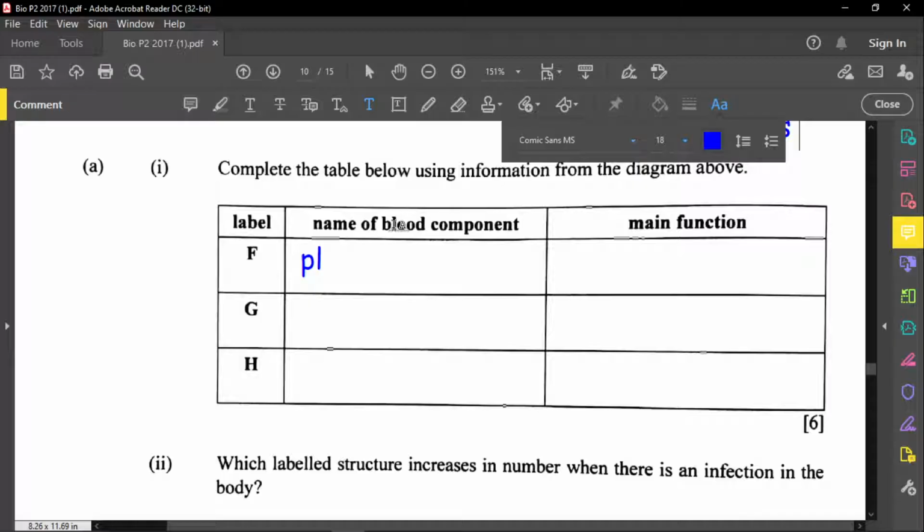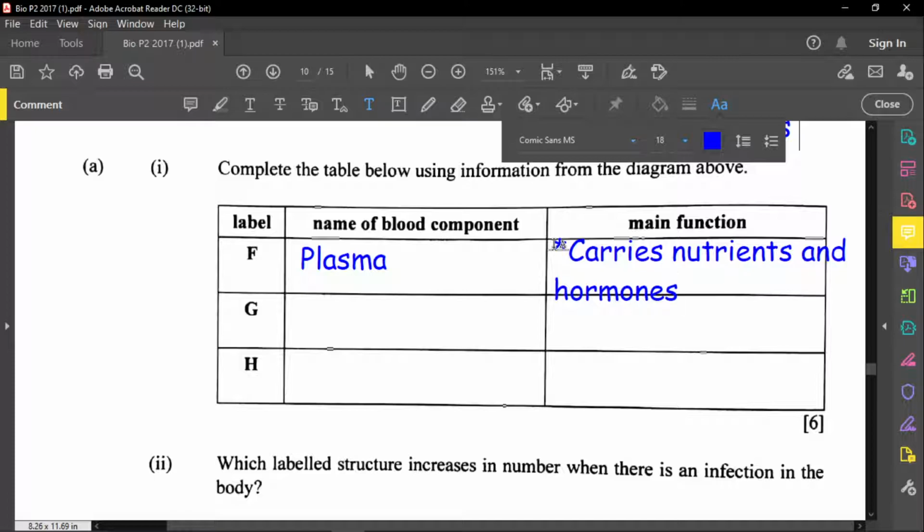So I'm going to put plasma here. I put the uppercase P. All right, so that's the plasma. And the function here for the plasma is pretty much to carry nutrients and hormones around the body. And it also takes waste from the cell as well. So let me just put that real quick. So the plasma carries waste, carries nutrients, and hormones. Let's see if that could fit in. And hormones, right?